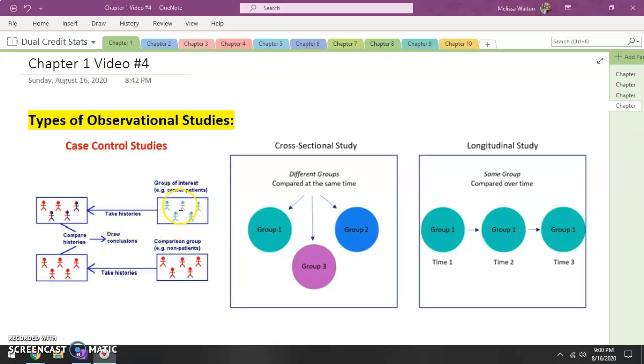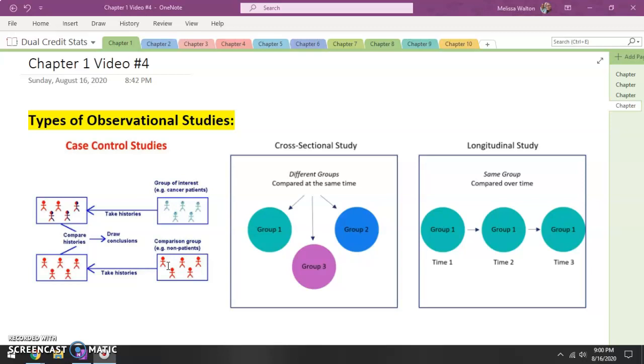Now, this does a good job at identifying a group that you're interested in and a control group, which we'll talk more about in the experiments. Now, one possible issue is the fact that this is retrospective, meaning that you're asking people to think back on what they did. Now, I don't know about you guys, I can't even remember what I ate for breakfast yesterday. So sometimes retrospective studies aren't as accurate as some other studies. But a case control study does a good job at comparing these two groups. And yet again, no treatments are given. You're simply taking histories and looking for any type of trends that you see.